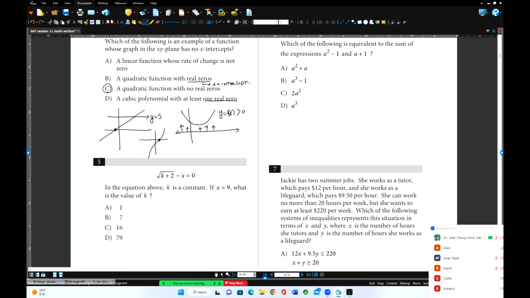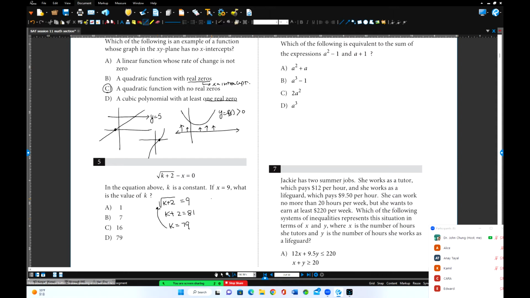All right, the next one. In the equation above, k is a constant, and x is 9. What is the value of k? k is a constant, and also x equals 9. Both were positive, so we continue to work. If this were negative, this is a principal square root and cannot be negative, so there is no value of k, undefined. But 9 is okay. You can square both sides: k plus 2 equals 81. After that, k equals 79. You can quickly check: 79 plus 2 is 81, and the square root of 81 is 9.